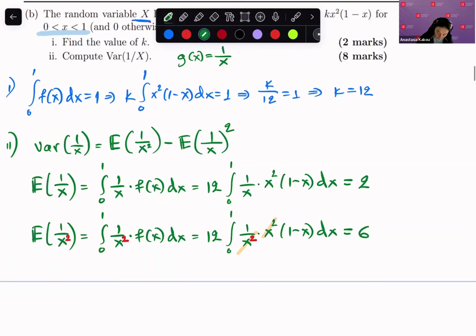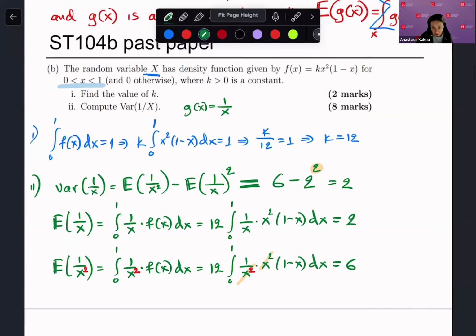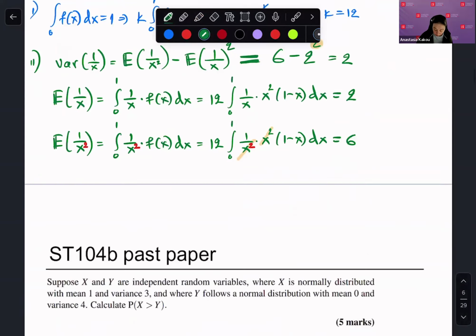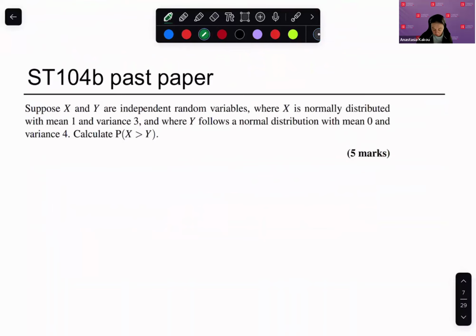And then just plugging these results into the original equation that I wrote for the variance earlier gives you 6 minus 2 squared. So don't forget the square over there. And that is equal to 2. So that's a typical question on a continuous random variable.